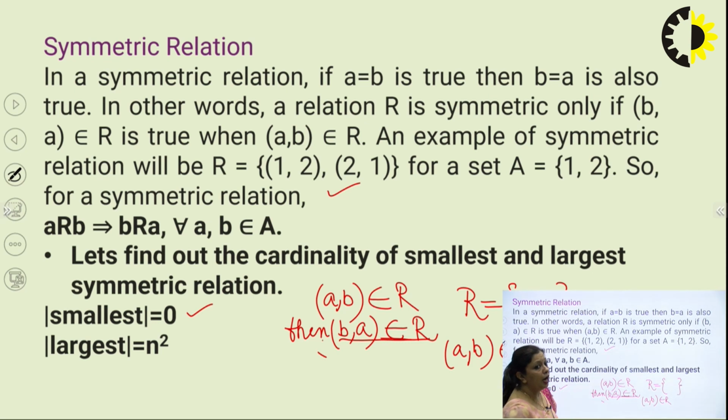And what will be the cardinality of the largest symmetric relation? Nothing but A cross A. If you take A cross A, it will contain all the elements. That is, for every A, B pair, it will contain a B, A pair as well as all the other elements. So, this is going to be n square. The cardinality of the largest symmetric relation is always n square.